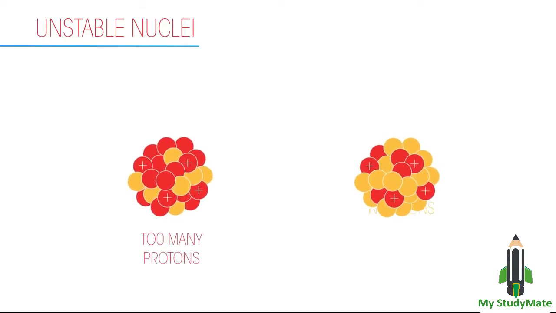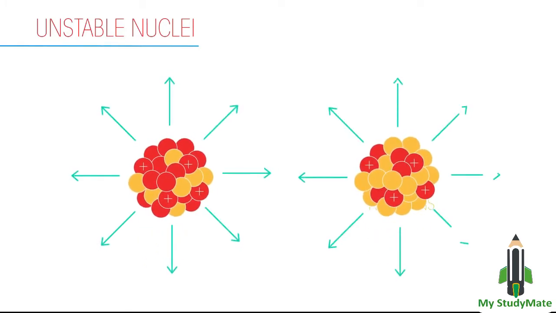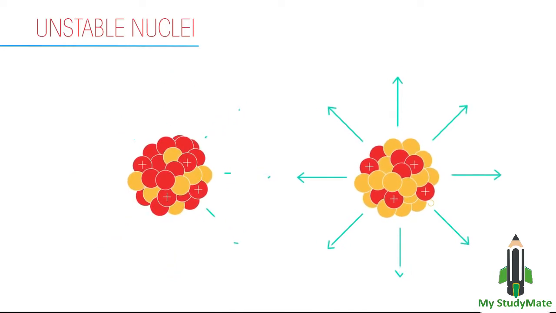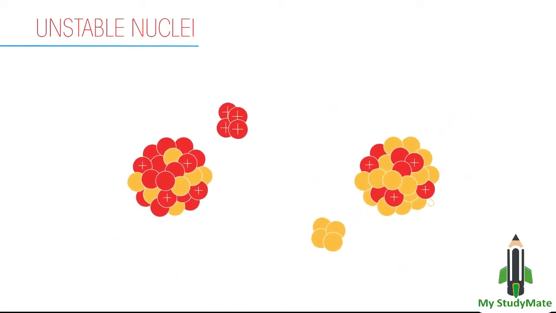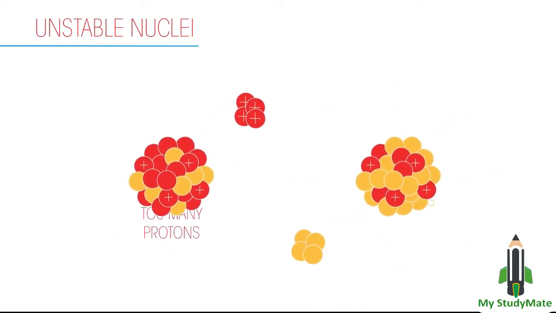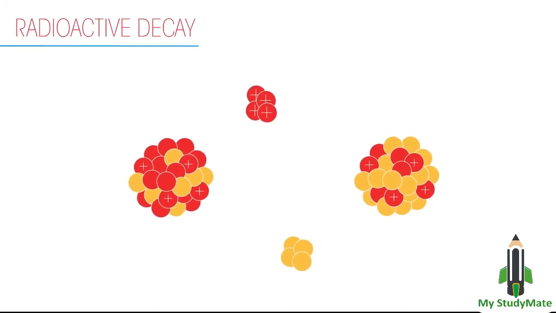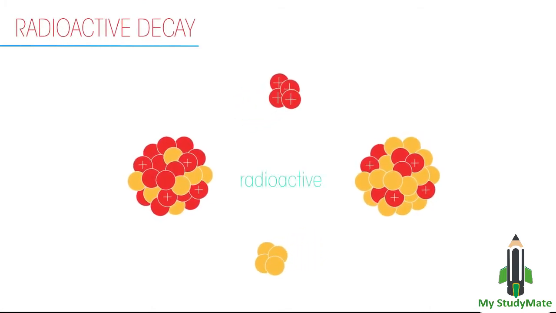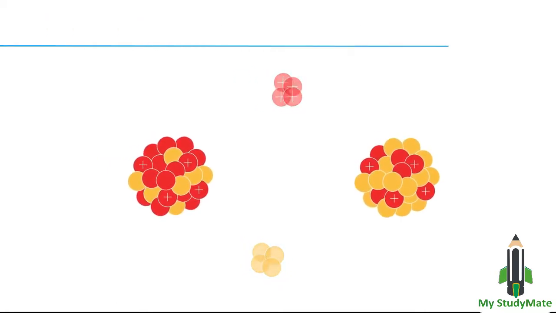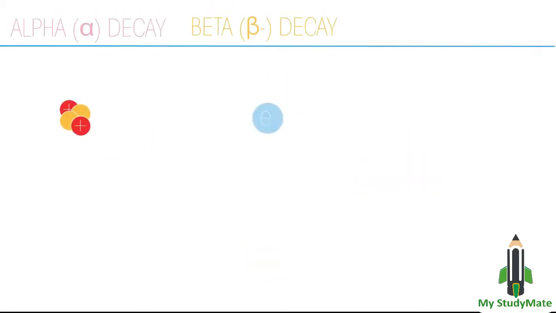Unstable nuclei either have too many protons or too many neutrons, upsetting the strong nuclear forces. Unstable nuclei try to balance themselves by giving off the excess proton or neutron. This is radioactive decay. Unstable nuclei are radioactive and emit radiation. There are three types of decay: alpha decay, beta decay minus, beta decay plus.